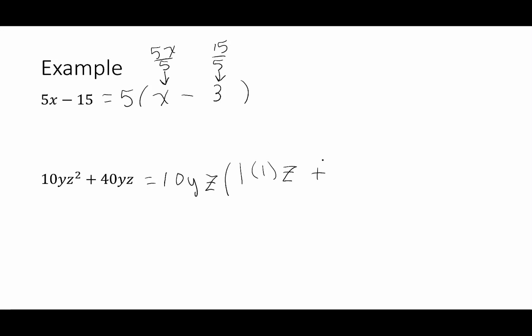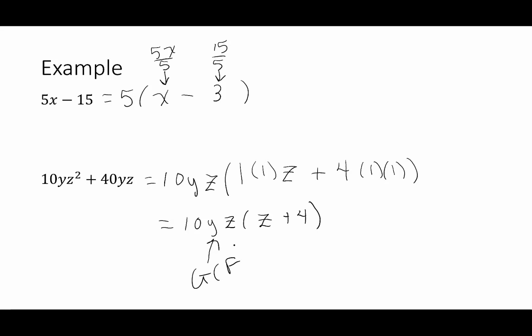Let's go to the next term. I have 40 divided by 10, that gives me 4. Y divided by y gives me a 1, and z divided by z gives me a 1. Again, you don't have to write all of this, I just like to show you the first time we're going through what's happening. So how I would write this is 10yz times z plus 4. The 10yz, that is the GCF, so that was the greatest common factor. It shows the biggest term that's common to all the terms in the expression.